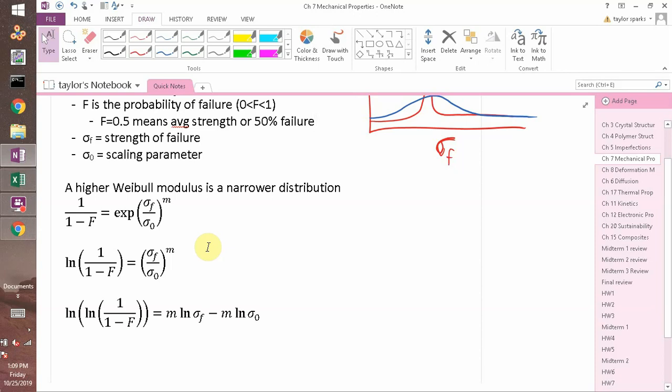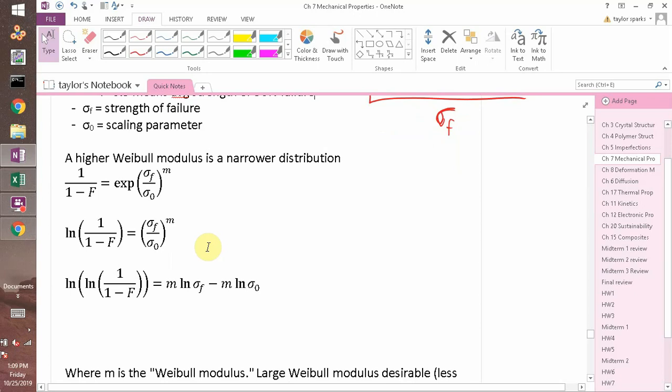This now equals, this m comes down, and you've got m times the natural log of the strength at which it fails, minus m times the natural log of your characteristic strength, or your scaling parameter. Okay? Everybody follow this math with me? Okay? So this allows us to plot this in a linear way. All of a sudden, we can linearize this.